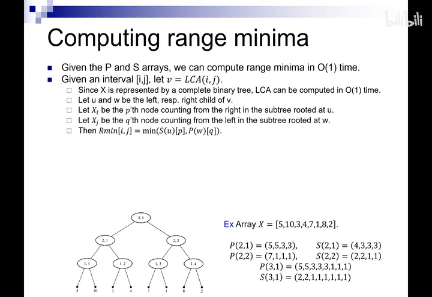Let's call that node V. Now node V is going to have two children. Let's call these children U and W, for the left and right child of V. All right. Now x of i is going to be the pth node.